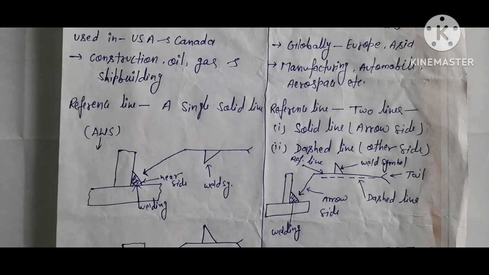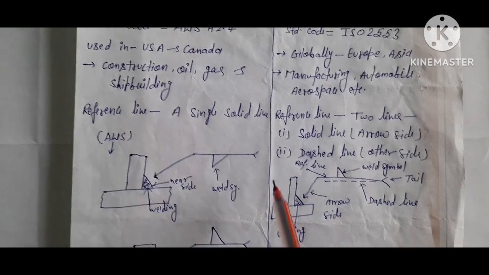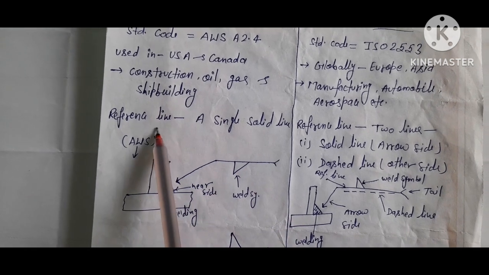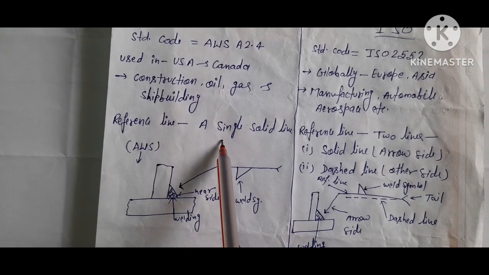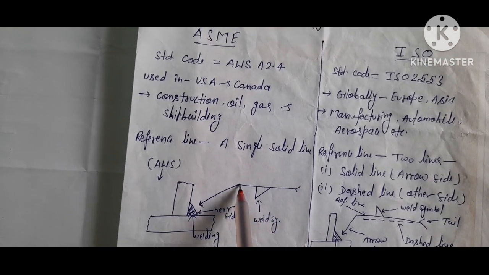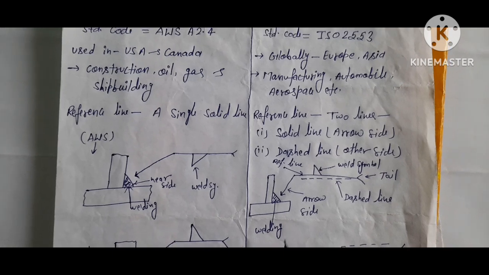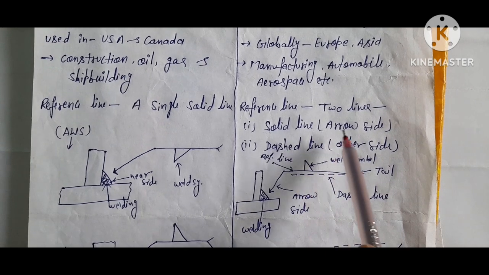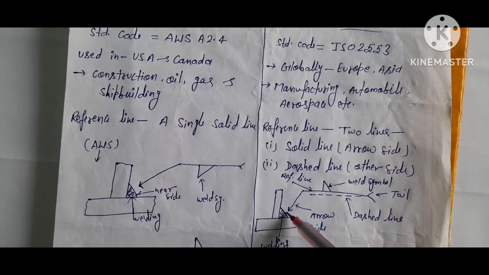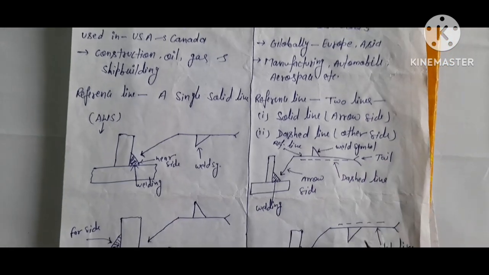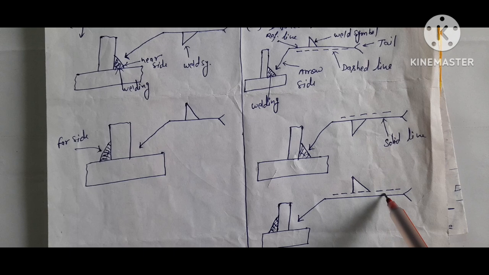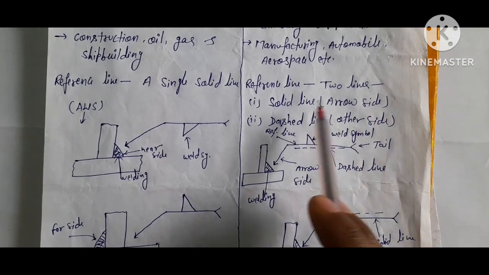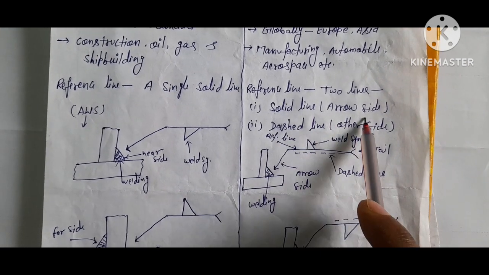Friends, in the AWS weld symbol, this is a reference line and this is an arrow. In the AWS weld symbol the reference line has only one single solid line, like this is a solid line, whereas in the ISO weld symbol there are two lines: a solid line, which means arrow side, like this is the arrow side, and a dashed line, like this is a dash line, for the other side. So dash line means other side and solid line means arrow side.